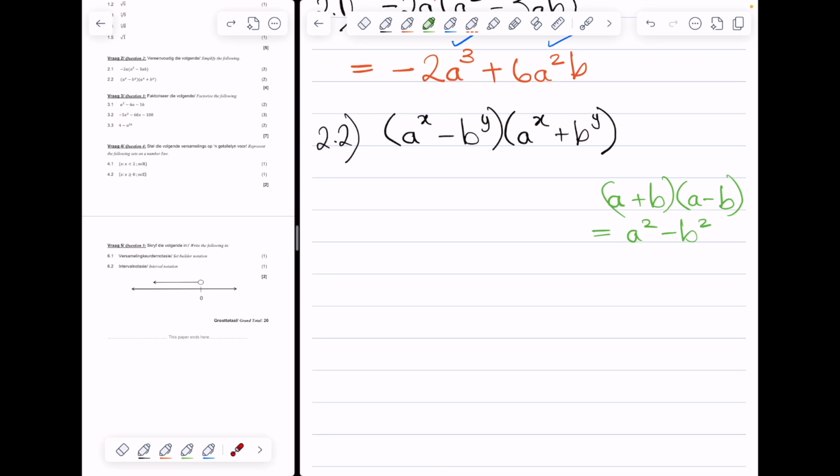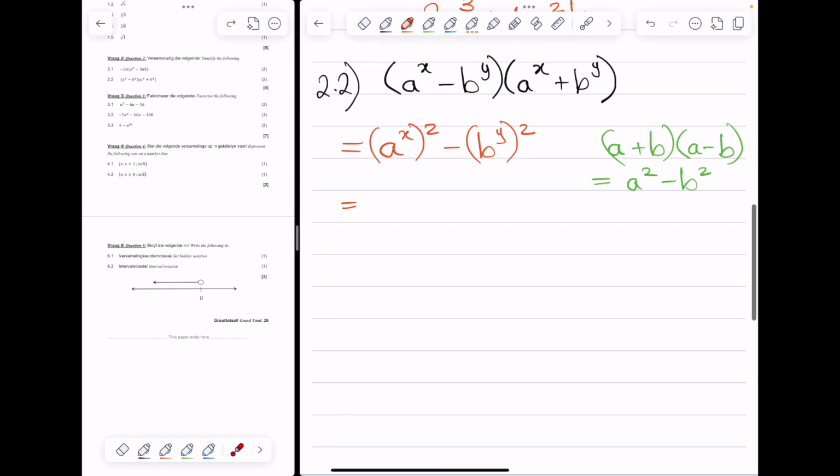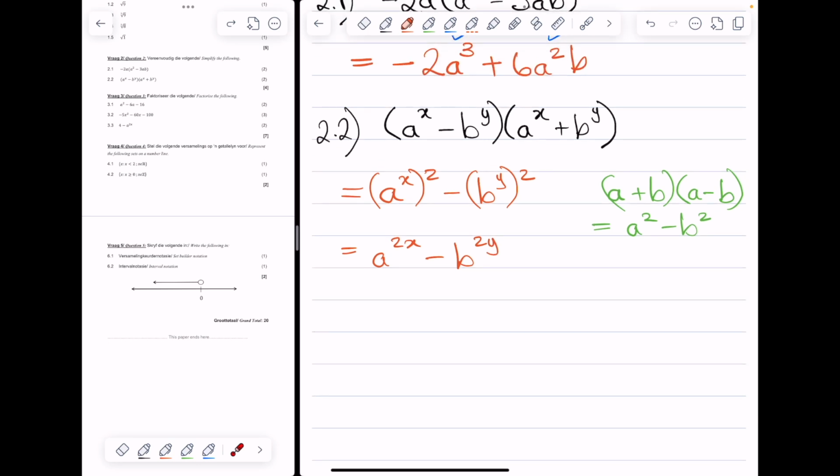So if you pick that up, then you could go straight to saying, well, this means that it is a to the power x raised to the power 2 minus b to the power y raised to the power 2, or in other words, I've got a to the power 2x minus b to the power 2y, because I recognize the form, I recognize the pattern.